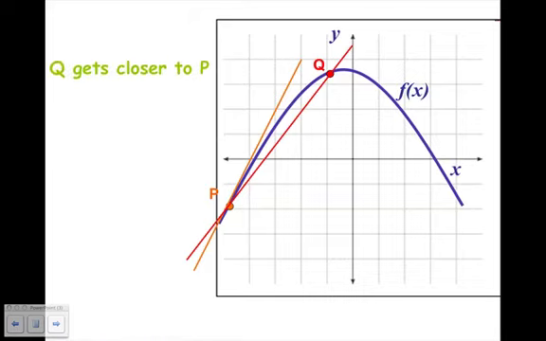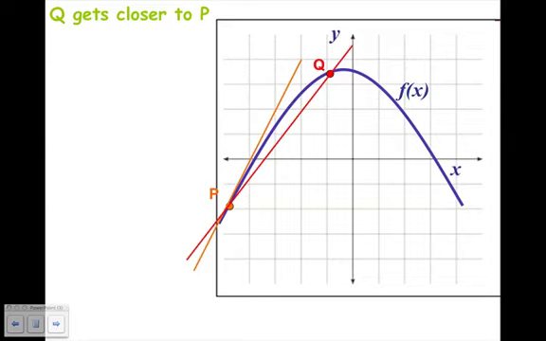Now, so that this process can work properly, what I want is to make sure that the interval between P and Q is as small as possible. And the reason for that is that the closer that Q gets to P, the more the secant through P and Q looks like the tangent just through P.